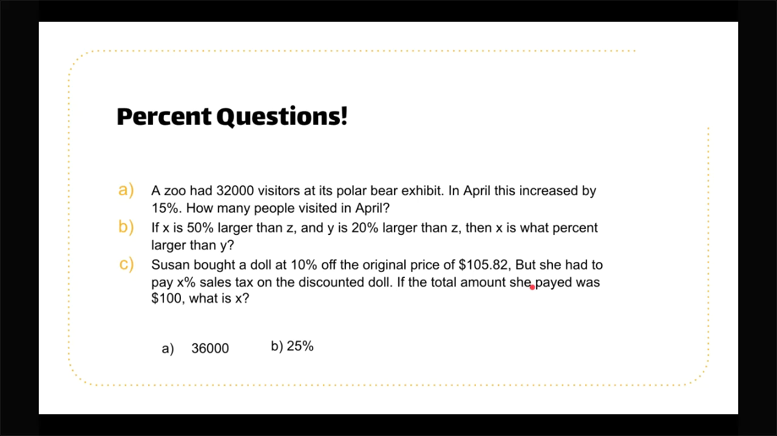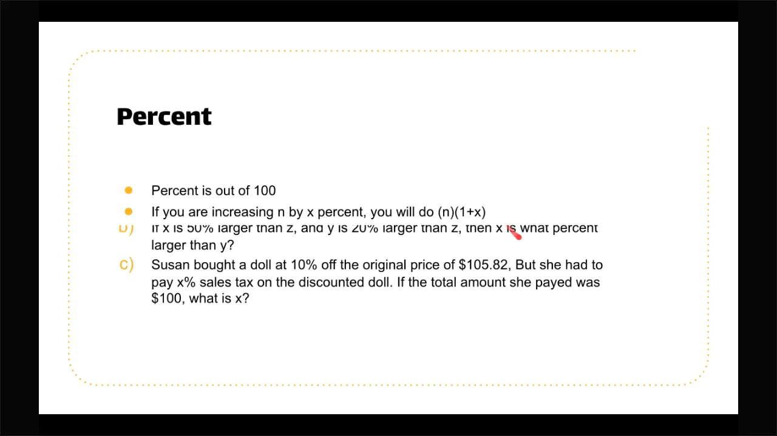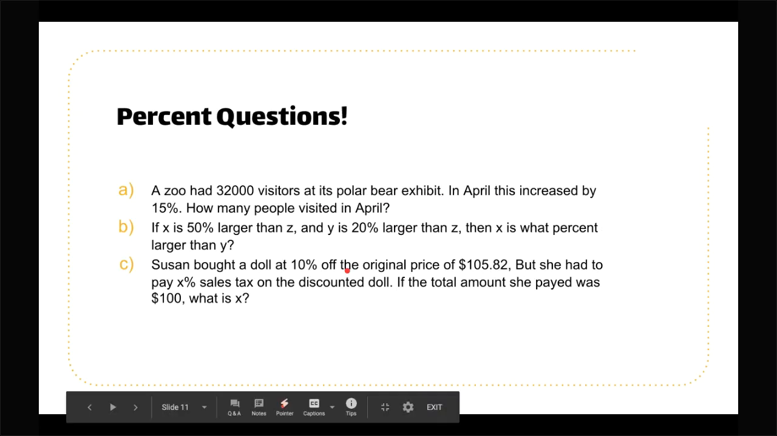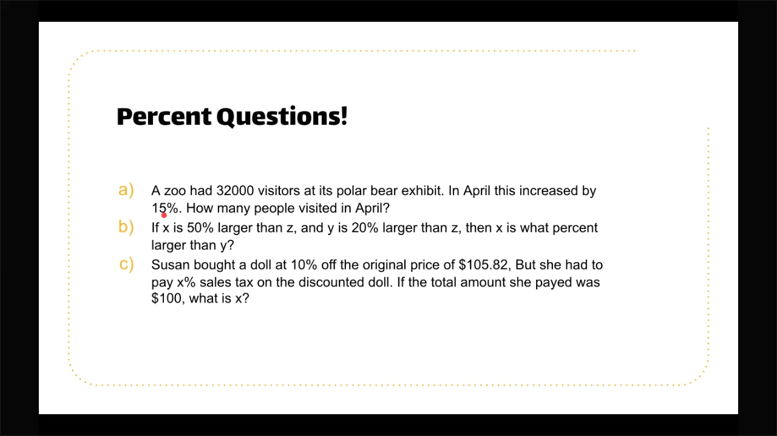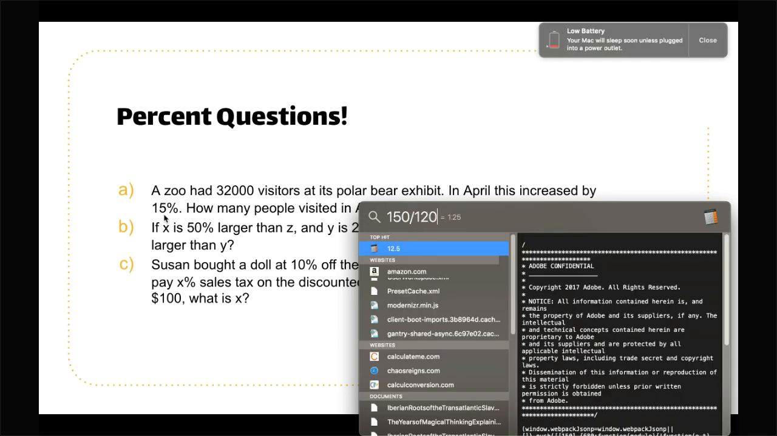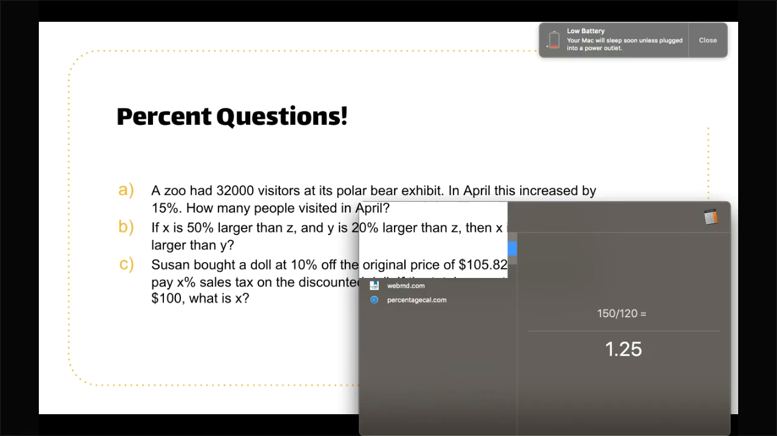We're going to go back to our rules that we learned, the assume x is 100 thing. So here x is 150% larger than z. Let's pretend z is 100, meaning x is 150. Then y is 20% larger than z, so if z is 100, y is 120. If you do x, which is 150, divided by y, which is 120, we get 1.25, meaning 25%.